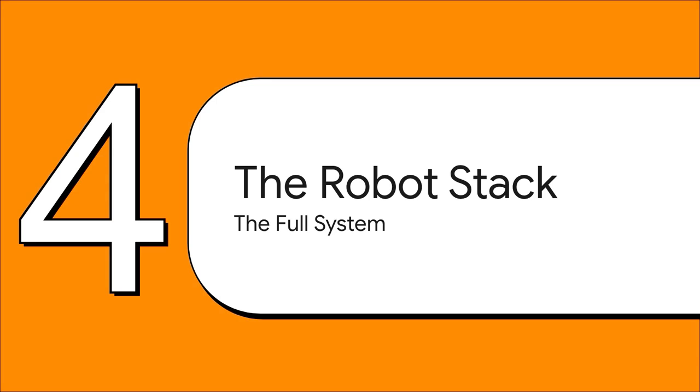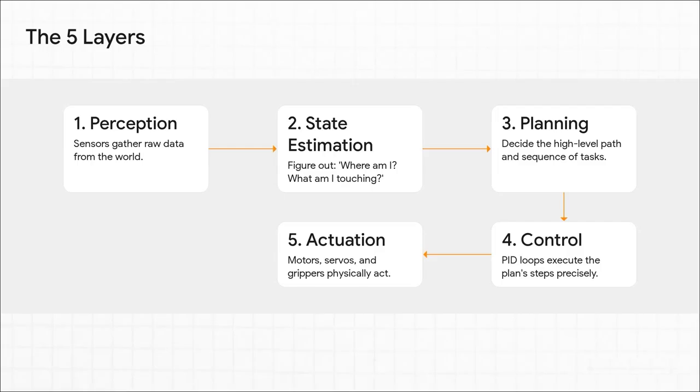Awesome. Now, let's zoom out and see where that one piece fits into the bigger puzzle, the robot's entire operating system, or what engineers call the robot stack. You can think of this stack almost like the robot's decision-making process, flowing from the top down. It starts with perception, gathering raw data about the world. That info gets processed, and then the planning layer figures out what to do. And see that control layer? That's where our PID loops live, executing those plans with precision. And it all ends with actuation, the physical movement.